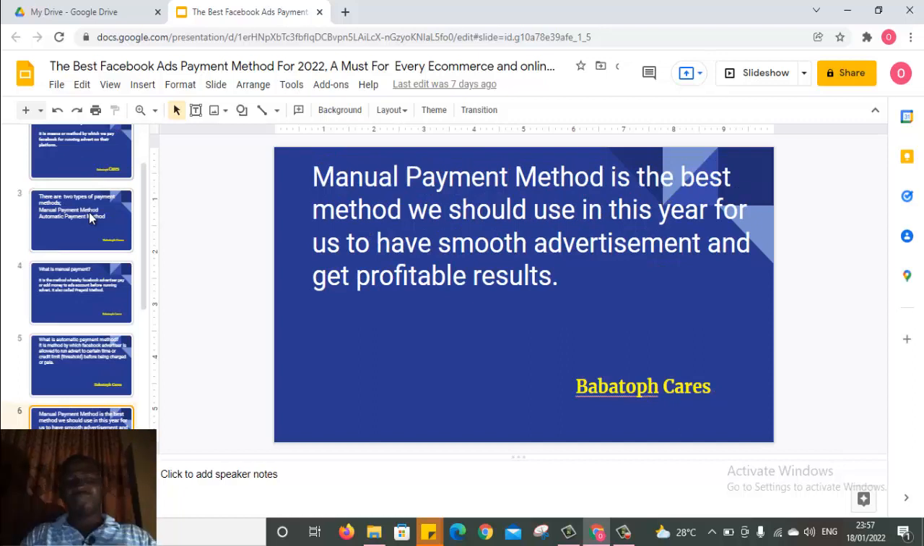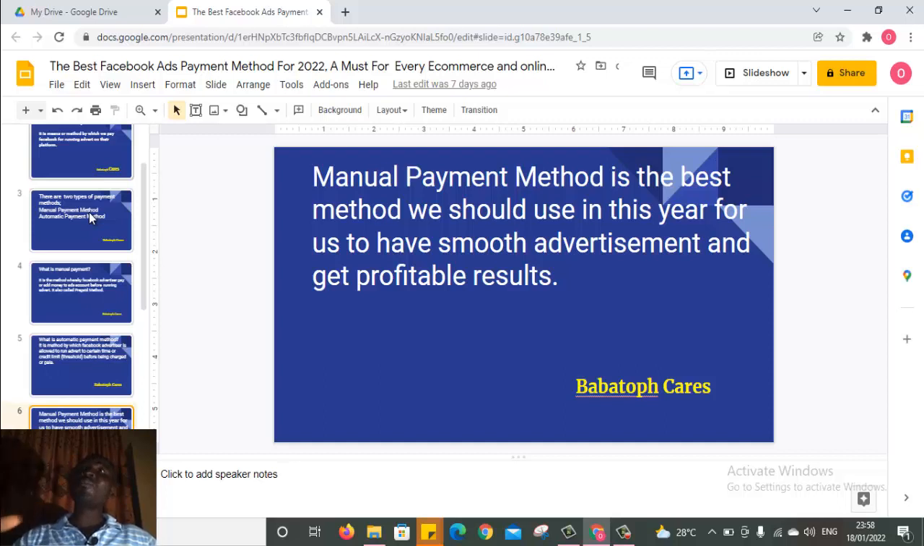So which one is now the best? Based on my experience, I've been running advertisement, running Facebook ads for some years. So based on my experience, I can strongly say that the manual payment method is the best we should use this year for us to have smooth advertisement and get profitable results. Yes, the issue of payment when it comes to Facebook advertisement is not something we should take with levity, because if it's not well managed, it can cause harm to our ad account.